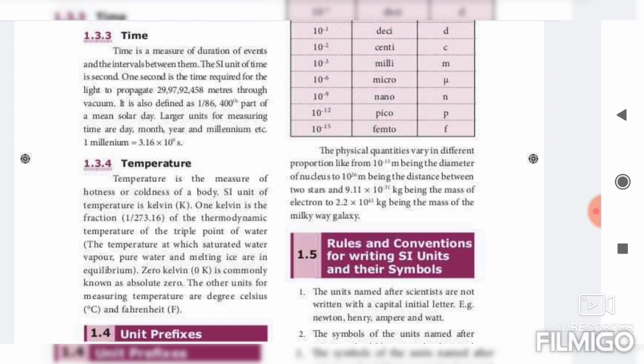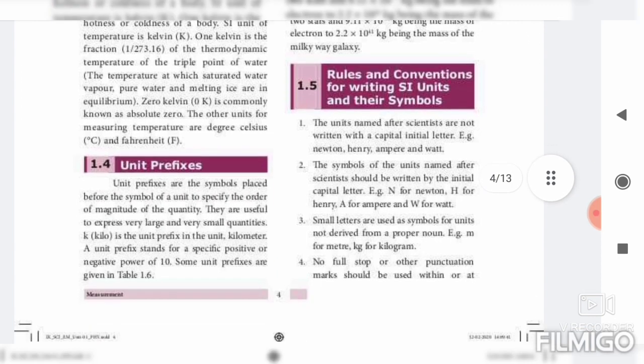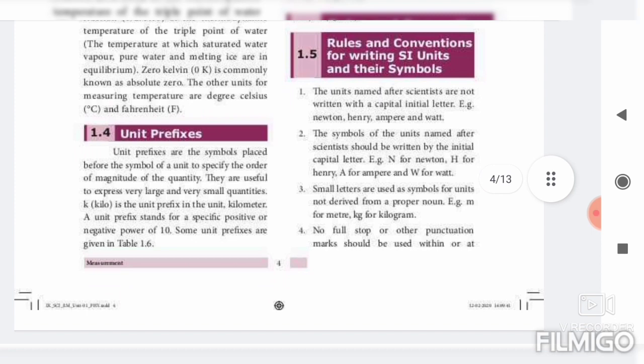So different scales are used. What are the different scales used in temperature? Degree Celsius and Fahrenheit scales are used. Okay. The next, rules and conventions for writing SI units and their symbols. Very, very important question. Everyone should learn this question. Okay. 7 points you have to learn. So once I am revising, you also revise it.